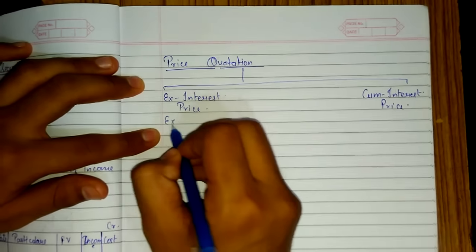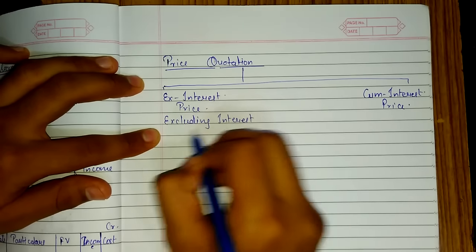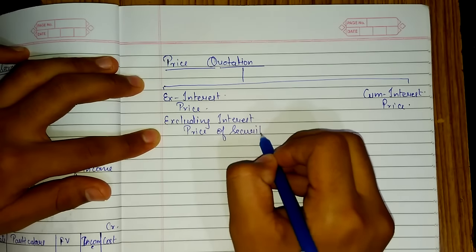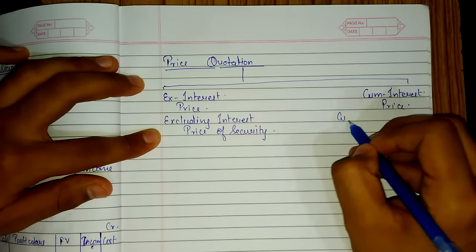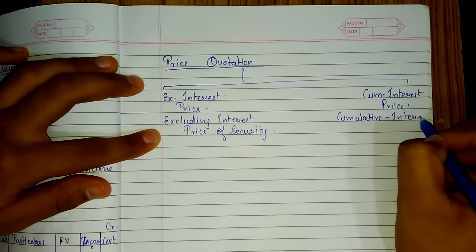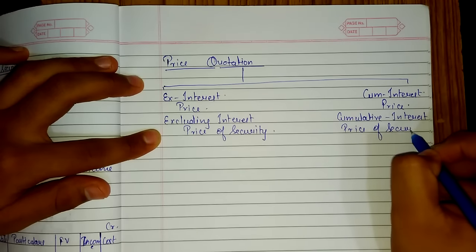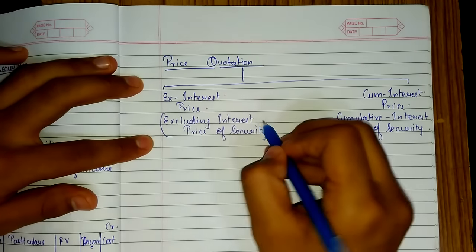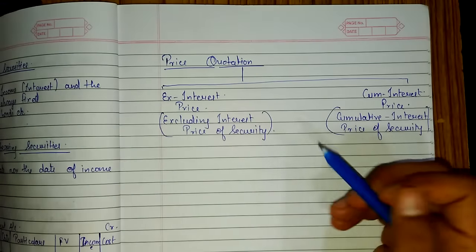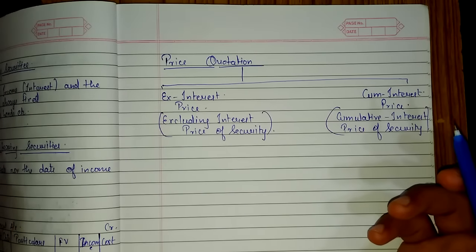It is excluding interest price of security, and this is cumulative interest price of security. As the name says, we'll understand. It is quite self-explanatory, but many times students are confused between ex interest price and cum interest price. They don't understand what that is.